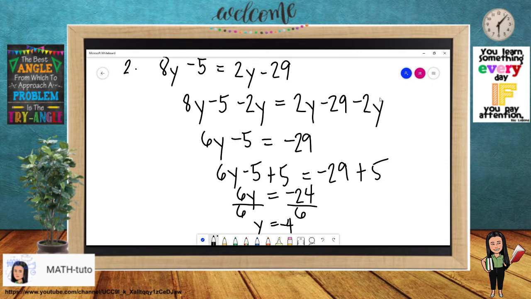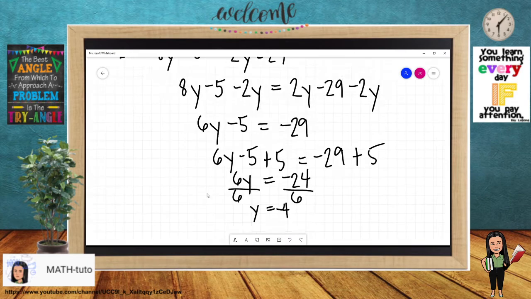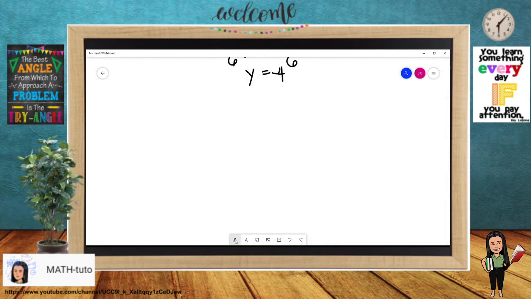What I did is to only subtract 2y. Variable first and then later on the constant. But if you want, you can add the variables as well as the constant at the same time for a shorter solution. Let's have another example.